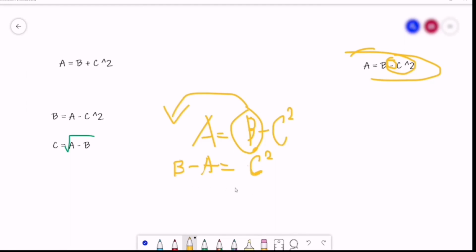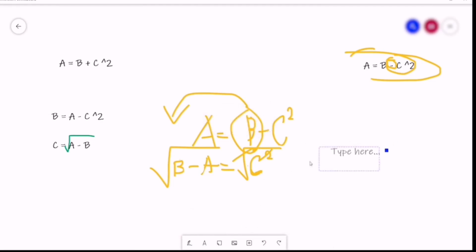C squared equals negative A plus B. And next one, this is the only time we can square root them. Eliminating the squares here. And then right after doing this, we would then have the resulting formula, which is C equals square root of B minus A.